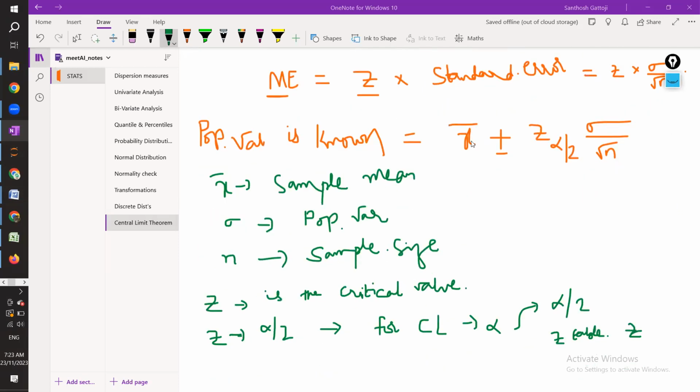Okay, now what is this x bar? X bar is the sample mean. In our case it is the point estimate. In our recent example this is 48. And this rho is the population variance.